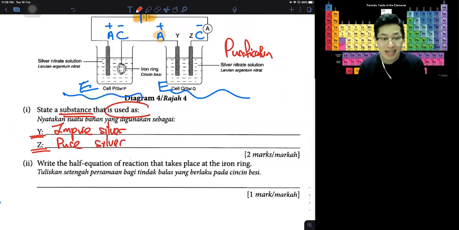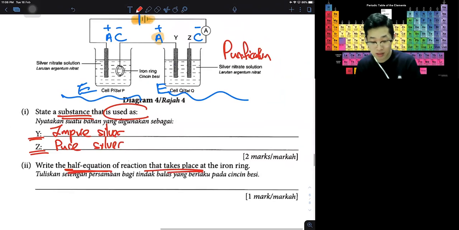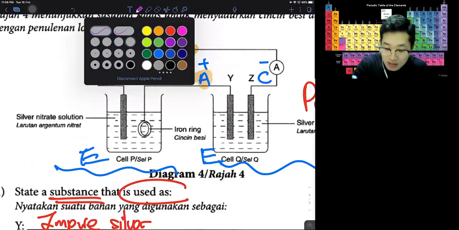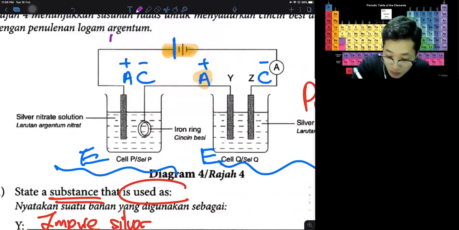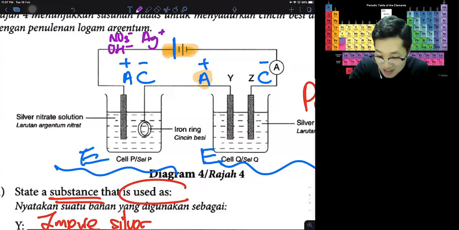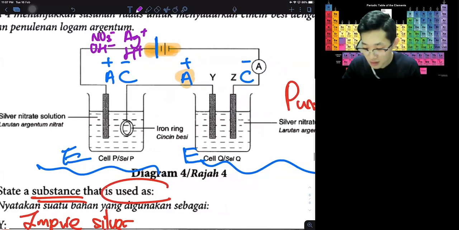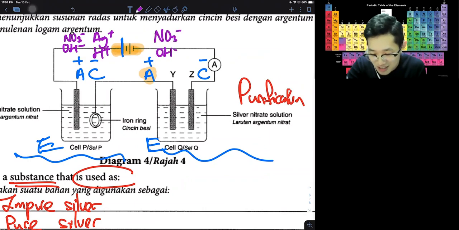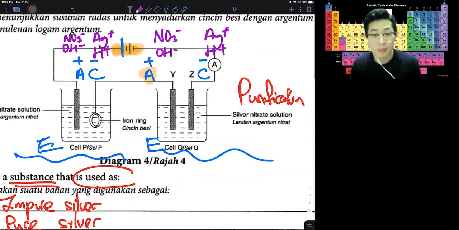Okay. Write the half equation for the reaction that takes place at the iron ring. So how to do it? Same thing. Always anion goes to anode, cation goes to cathode. Okay, last time already.